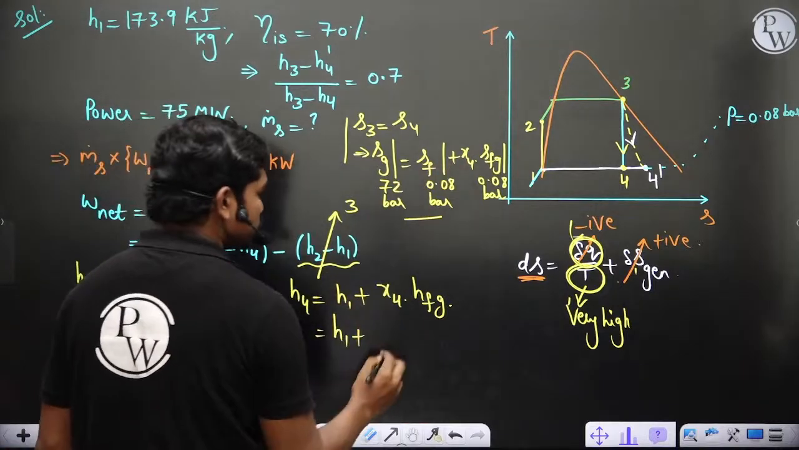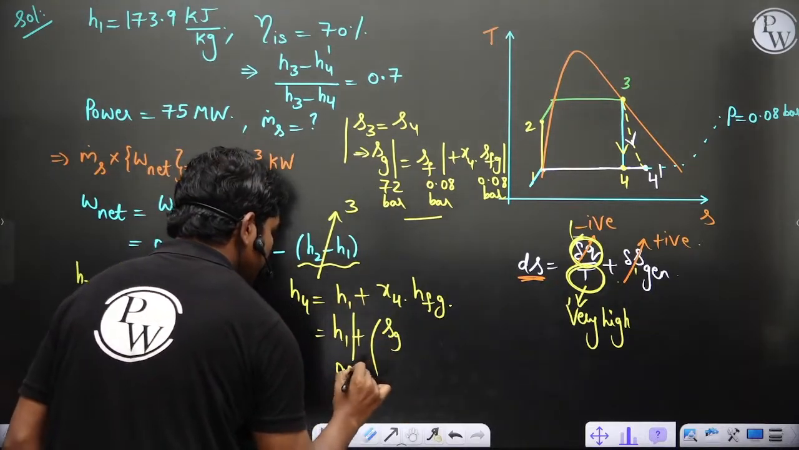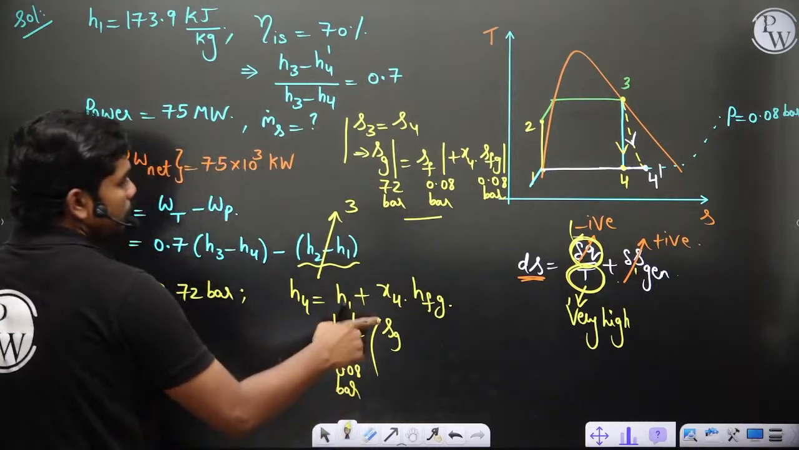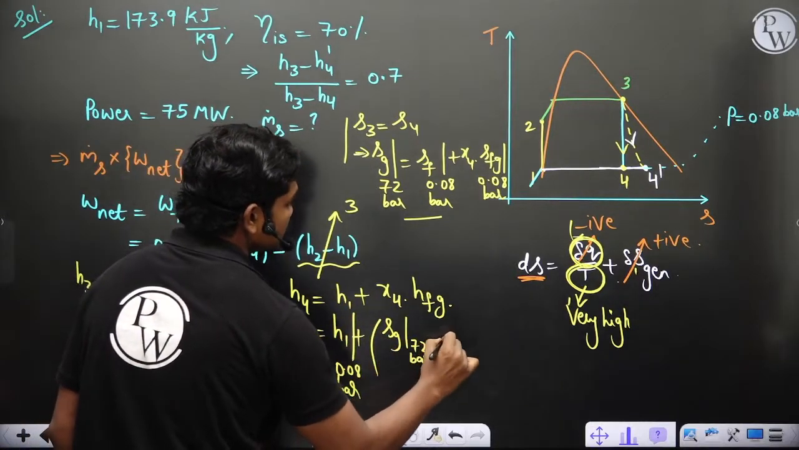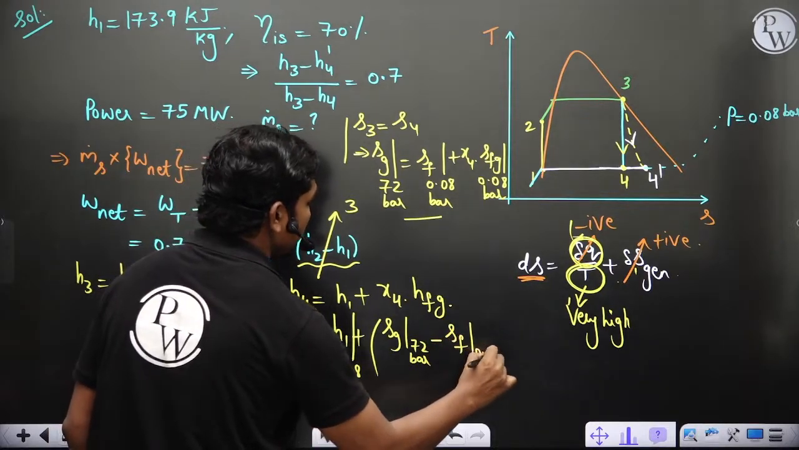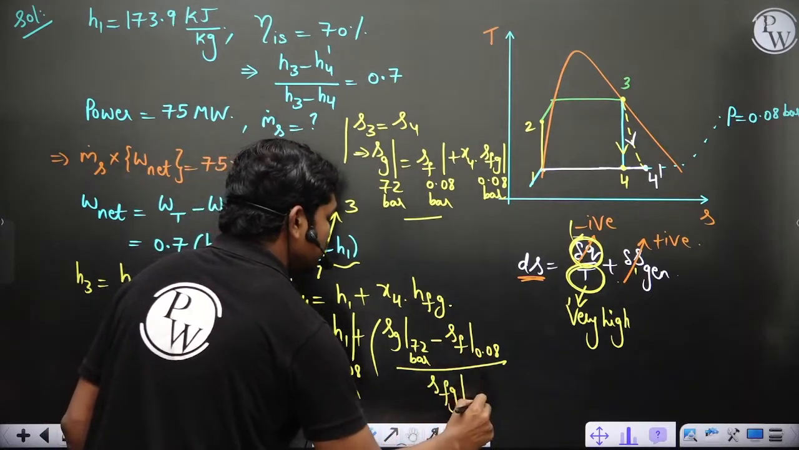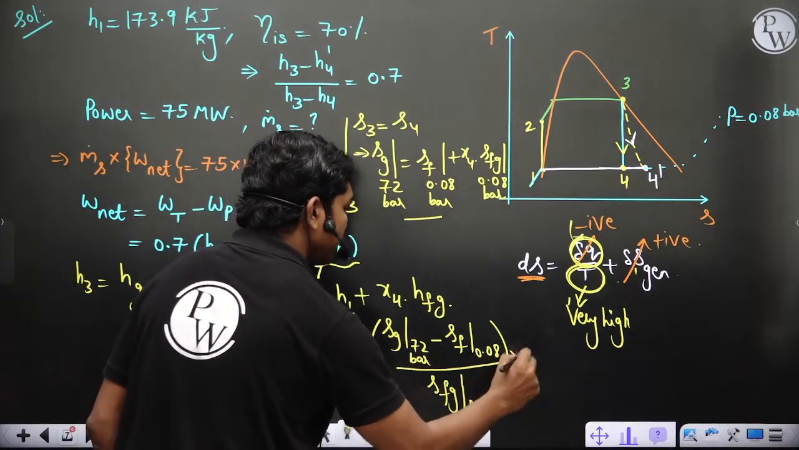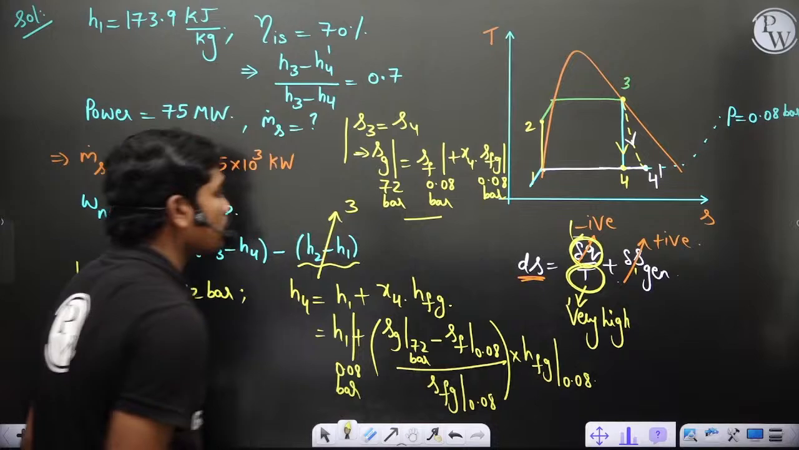Now X4, if you use this equation, is SG at 72 bar minus SF at 0.08, divided by SFG at 0.08. This complete value into HFG at 0.08 gives you the calculation for H4.